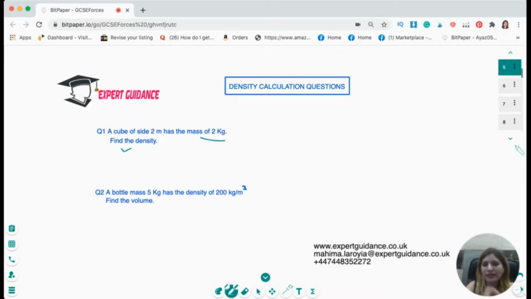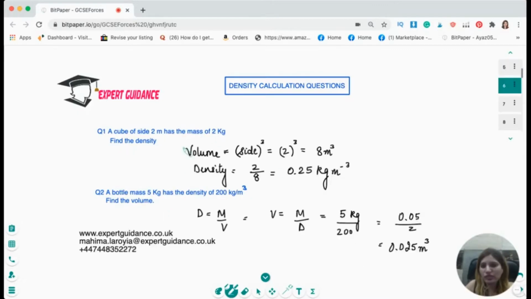Okay, all right, now let's see how we do these questions. For the first question, they have given you the side to be 2 meters. So I'll do side cubed to find the volume. 2 cubed becomes 8 meters cubed, which is the volume. To work out the density, I have to do mass over volume, which is 2 over 8. That gives me 0.25 kilograms per meter cubed as the density of the cube.